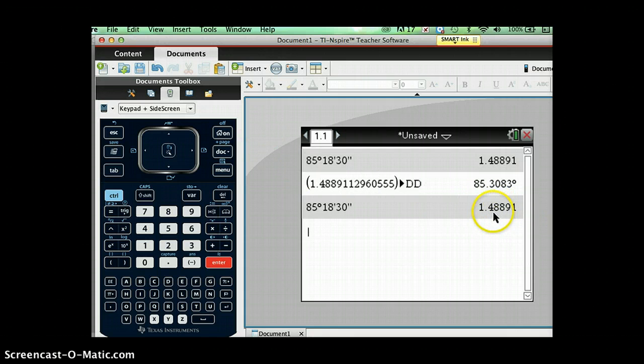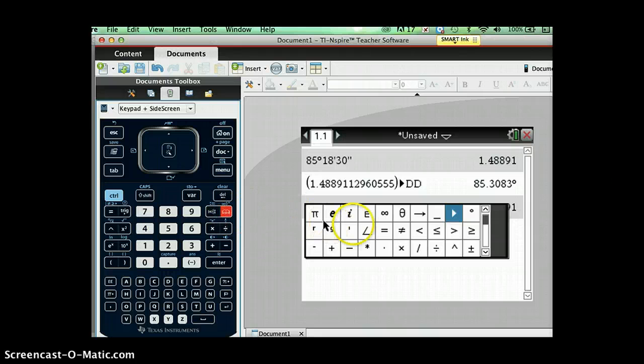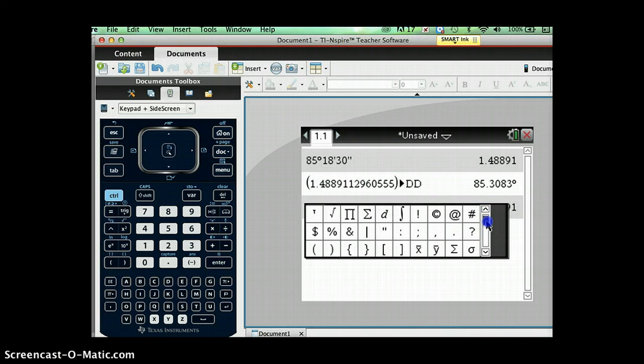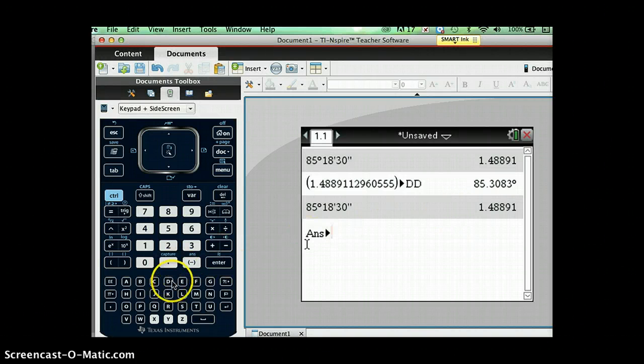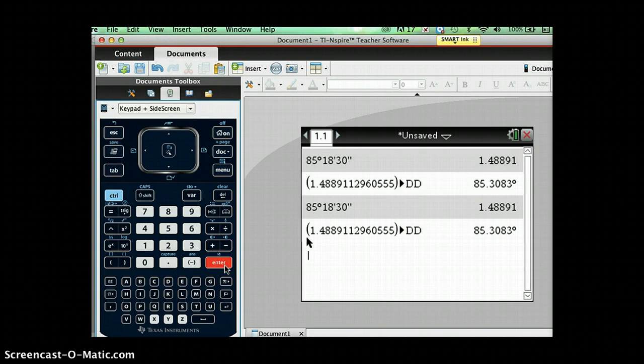Now my calculator is default radians. So anytime I'm calculating an angle, it's going to give me my answer in radians. If I want to convert that to degrees, here's how I do it. I do control book. And now this is a scroll thing. Depending on where your calculator is, you might be farther down, but if you scroll all the way to the top, you see that arrow. Click that arrow and then type in DD, and that will convert it to degrees when you hit enter.